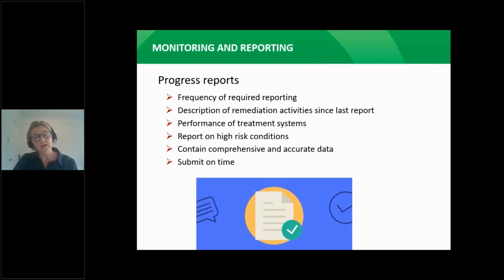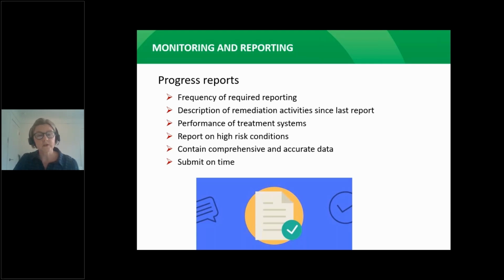Monitoring and reporting are very important components, helping the ministry to ensure that remediation is progressing as planned at a high-risk contaminated site. Remediation of high-risk conditions commonly takes an extended period of time, and responsible persons are typically required to submit progress reports on a regular basis. The frequency of reporting varies depending on the site, ranging from quarterly to biannually.